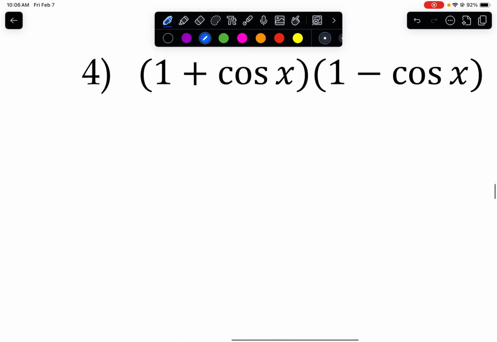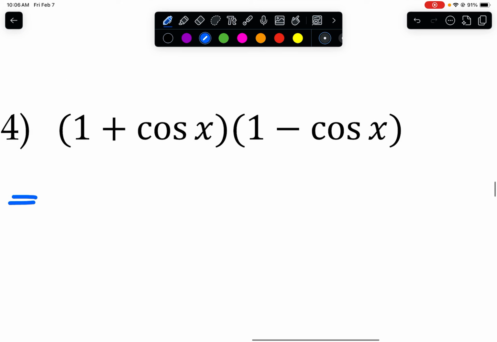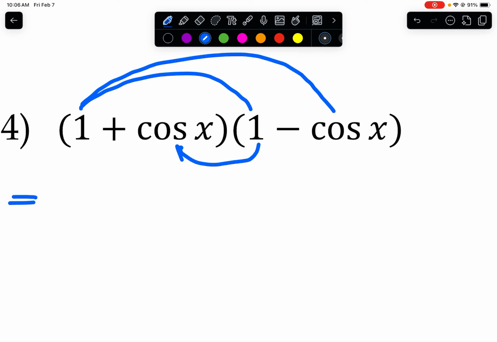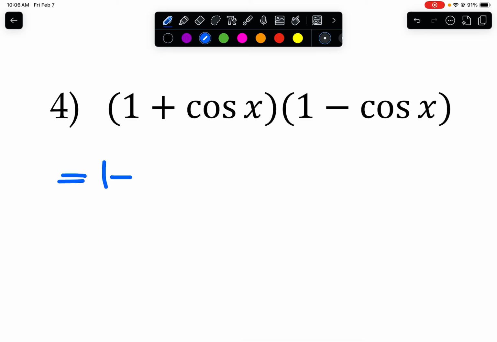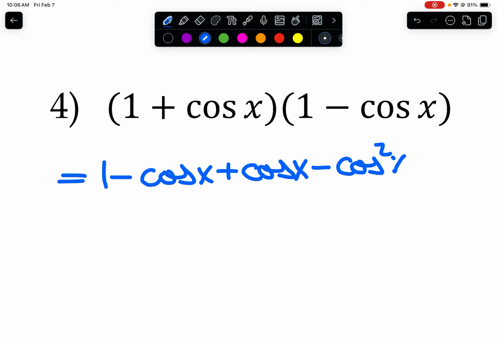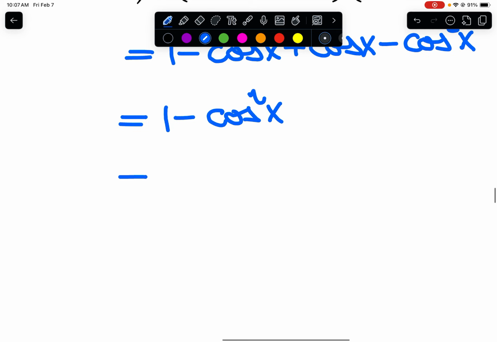Number 4. Now, over yonder, we have 1 plus cosine x and 1 minus cosine x. I'm going to distribute everything, so I'm going to do a double distribution. So the first terms, the outside terms, the inside terms, and the last terms. Essentially you're going to FOIL it. So I'm going to do 1 minus cosine x plus cosine x, and then minus cosine squared x. And then your minus cosine x and plus cosine x are going to zero out. So we're left with 1 minus cosine squared x, which is a Pythagorean identity that is going to simplify to sine squared x.